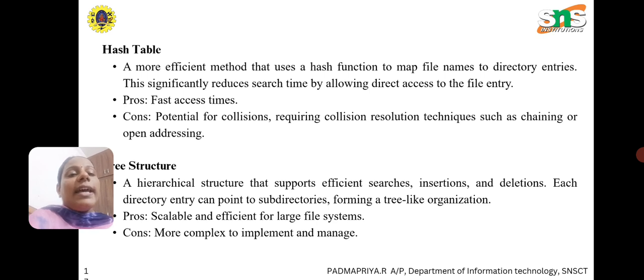Tree structure: a hierarchical structure that supports efficient searches, insertions, and deletions. Each directory entry can point to subdirectories, forming a tree-like organization. Pros and cons. Pros: scalable and efficient for large file systems. Cons: more complex to implement and manage.